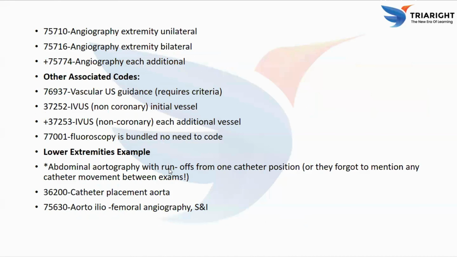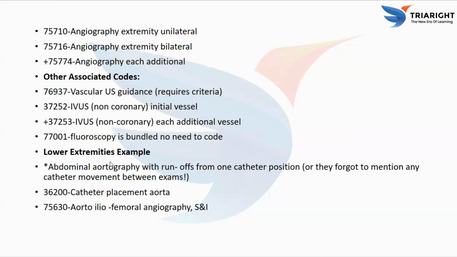Next are the extremity angiography codes. 75710 is angiography extremity unilateral, imaging of one limb only. Examples are a right leg angiogram or a left arm angiogram. Use it when only one extremity is studied. 75716 is angiography extremity bilateral, imaging both extremities. Plus 75774, an add-on code, used when an additional angiography study is taken of a separate vascular territory with a different catheter position, so additional imaging performed after catheter repositioning.